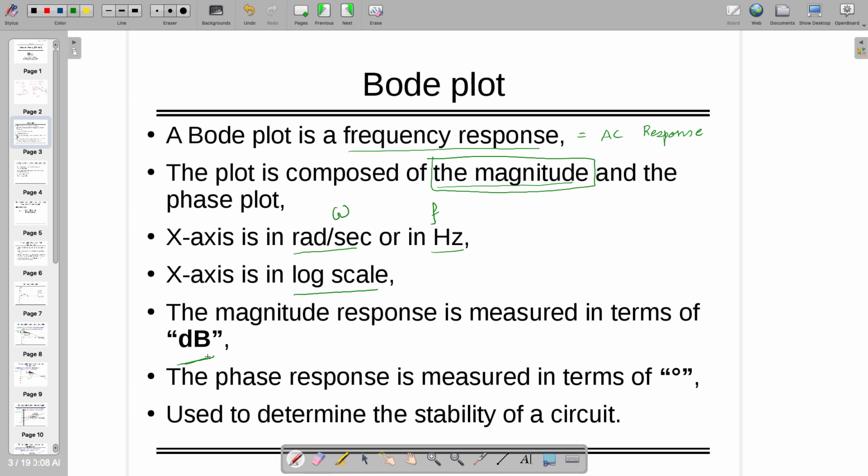It's in decibel. You know what is decibel, which is 20 log times some number. If this is a ratio, it's dB. If this is not a ratio, if it is voltage, then it will become dBV. The phase is measured in degrees and used to determine only one thing, stability. Degrees like 45 degrees, 60 degrees, right? Anything wrong?